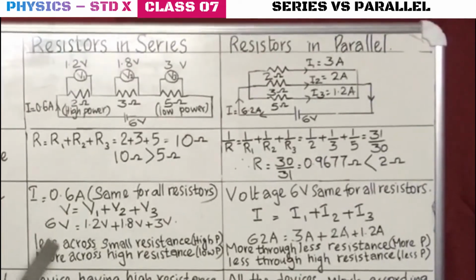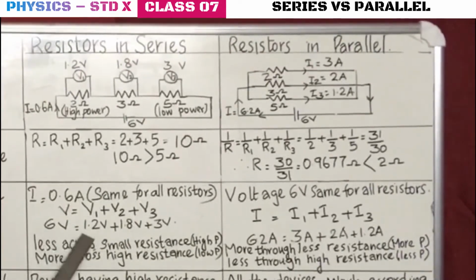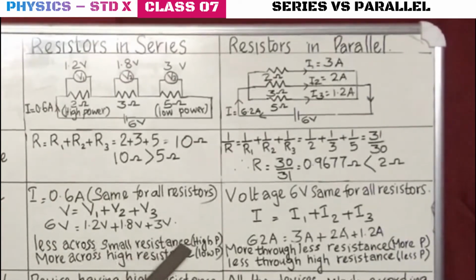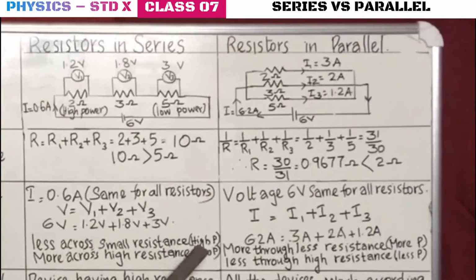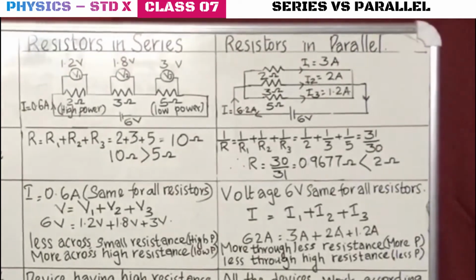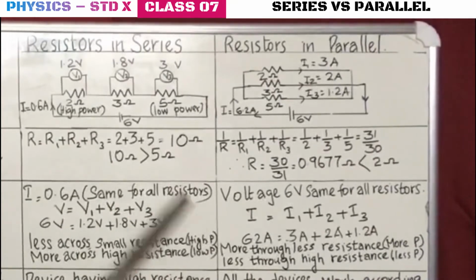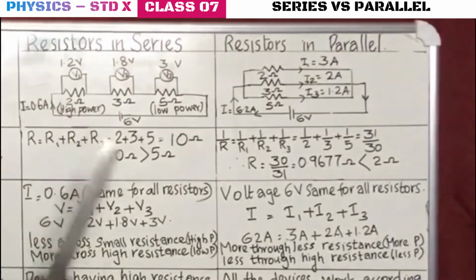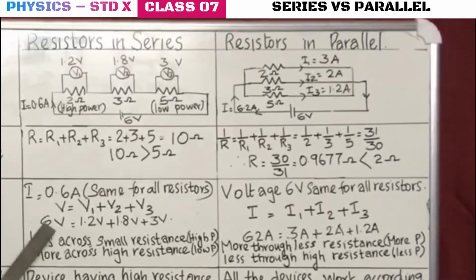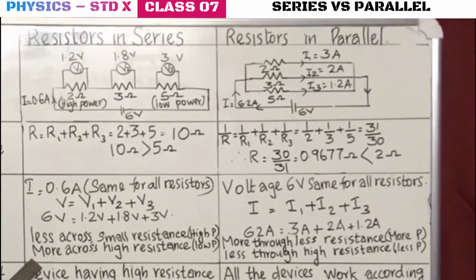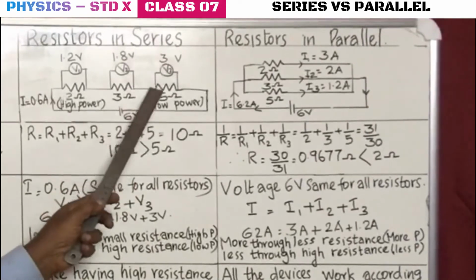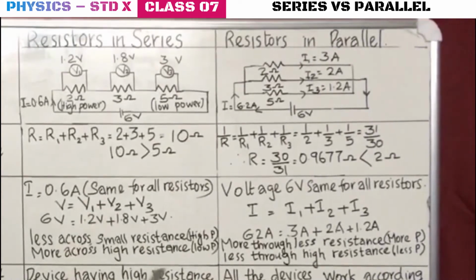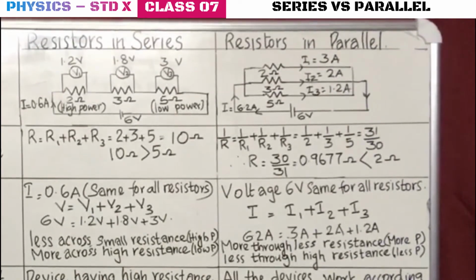So we observe this voltage is less, that is 1.2 volt across the small resistance 2 ohm, which in turn is of high power. The device having high power among these three has a resistance of 2 ohms, the least resistance, and this voltage is more. Here it is 3 volt. It is available across the highest resistance, which we can write as the lower power of the resistances.